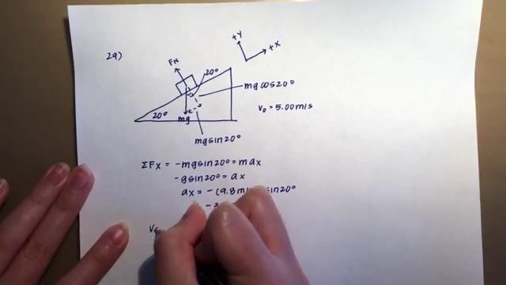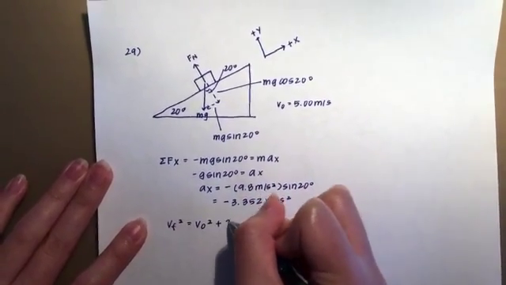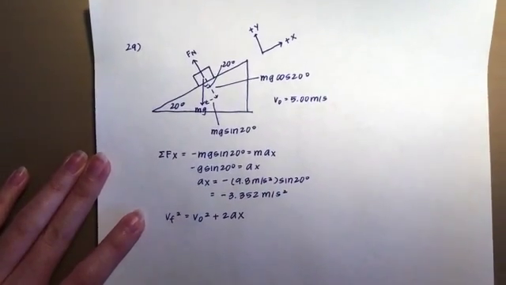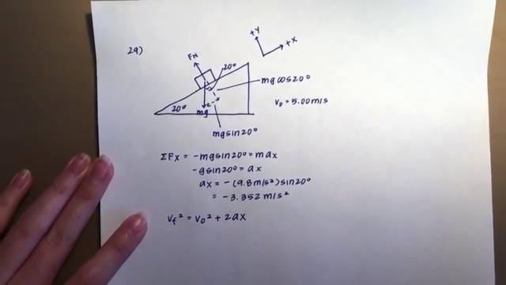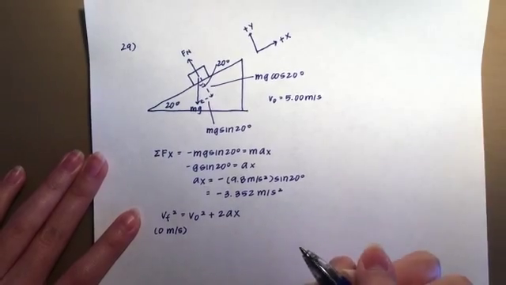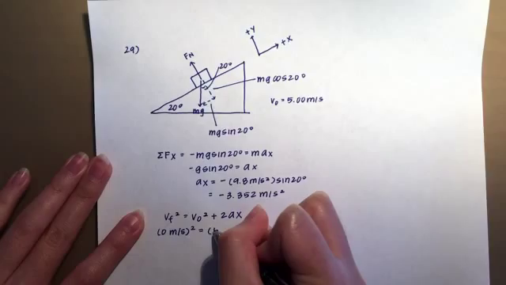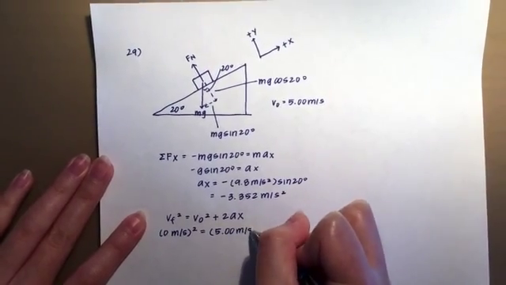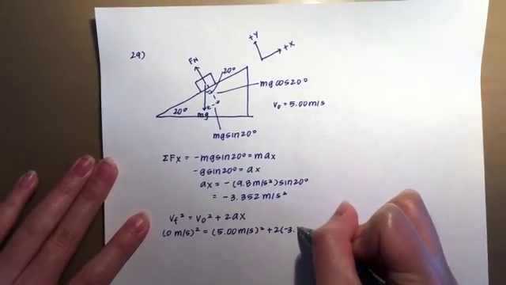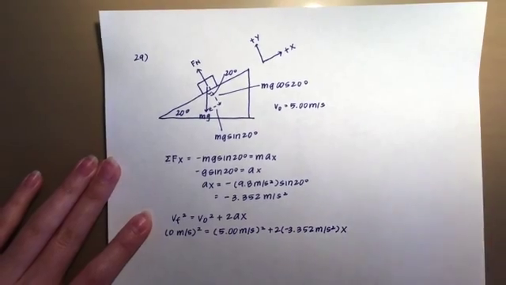So we're going to use velocity final squared is equal to velocity initial squared plus 2 times acceleration times displacement. And our final velocity is 0 meters per second because it comes to rest. Our initial velocity is 5 meters per second, which was given in the problem. And our acceleration is what we just found earlier. And we're solving for x.